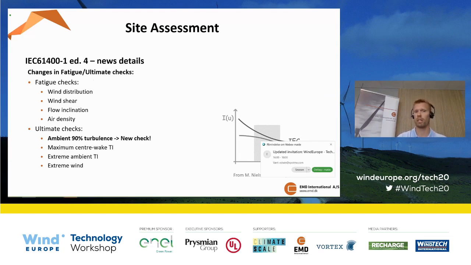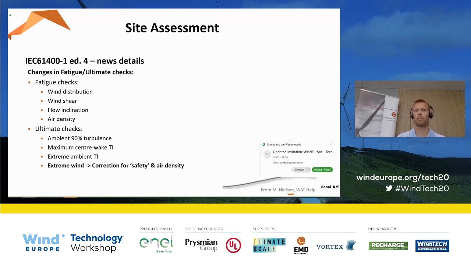So one for checking the ambient 90% turbulence, one for the maximum center wake turbulence. So that's simply the worst combination of 90% quantile of turbulence and wake added turbulence. And then the extreme ambient turbulence, which is the joint 50-year event of wind speed and turbulence. And then extreme wind, it was there before.